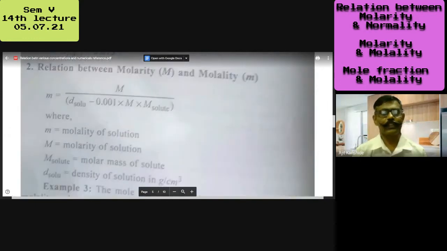Very interesting: the relation between molarity and molality. Small m is the molality, which is equal to capital M, that's the molarity, divided by, in parentheses, D of solution, where D means density of solution in gram per cubic centimeter, minus 0.001 into M solute. M is the molarity of the solution, and M solute means molar mass of solute.